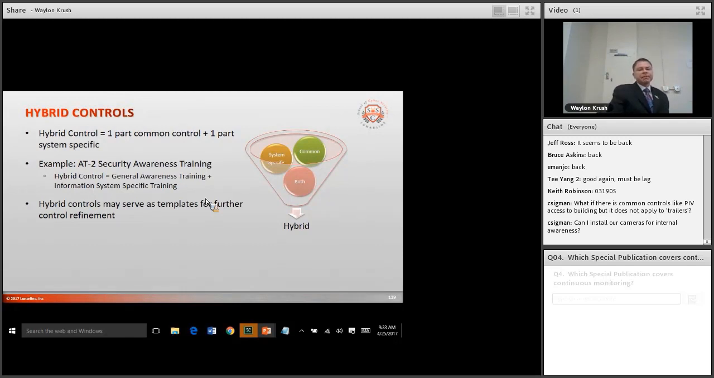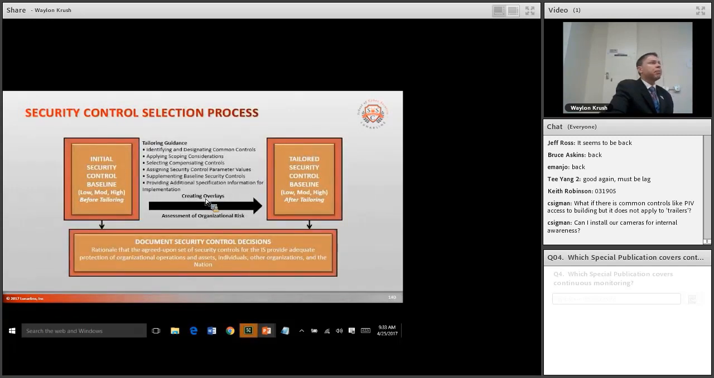They serve as templates for further control refinement. Another one, they got general awareness training plus information system specific training. So you have your awareness training, but if you're on this system, you also have to be aware of these type of phishing scams or this type of problem for insider threat if you see someone do the following.